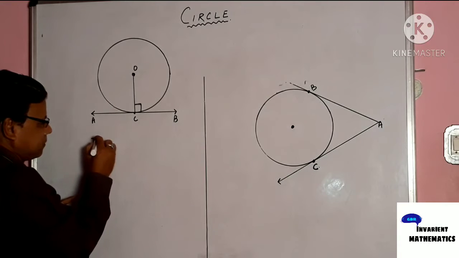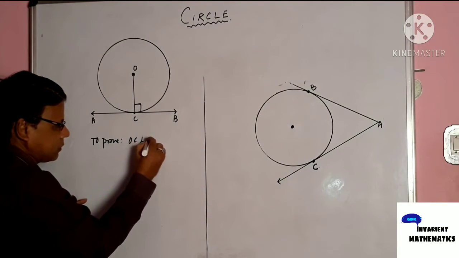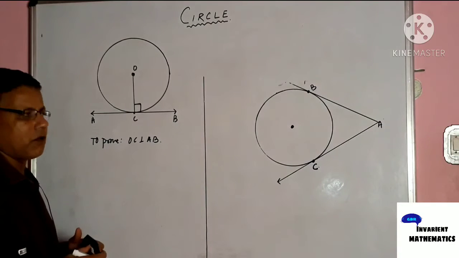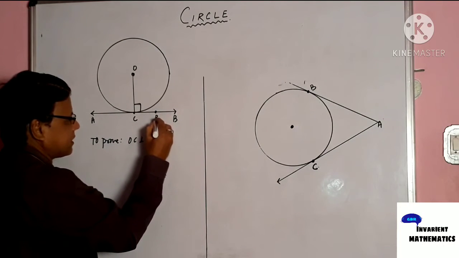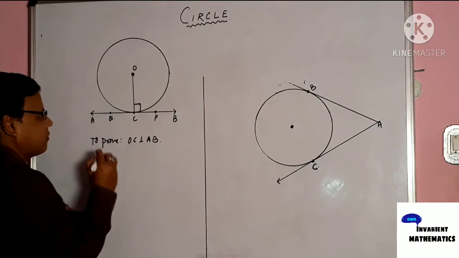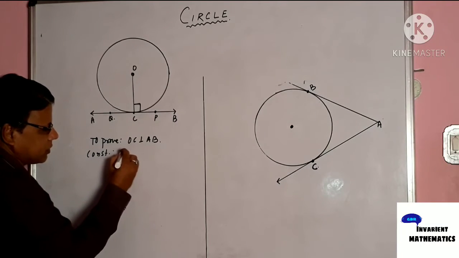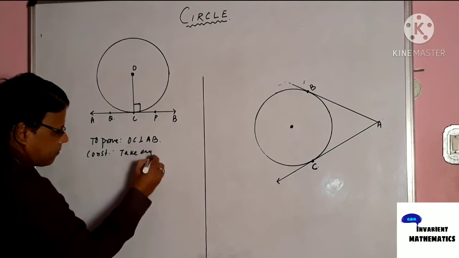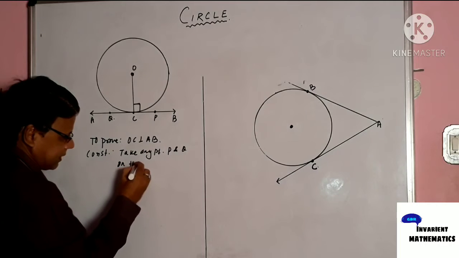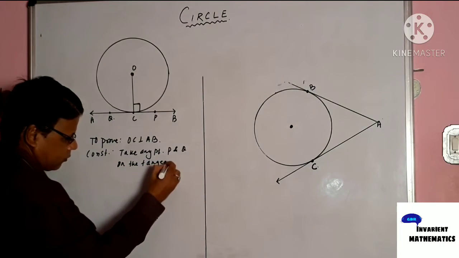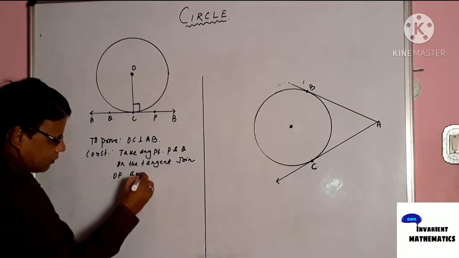To prove OC perpendicular to AB. Now, as we know that a line contains infinite number of points, in construction, take any point P and Q on the tangent AB. Join OP and OQ.